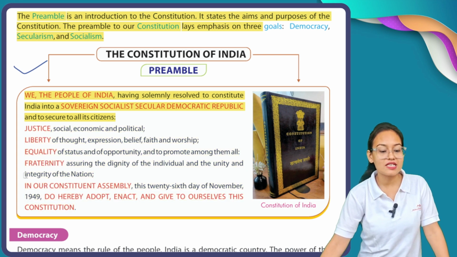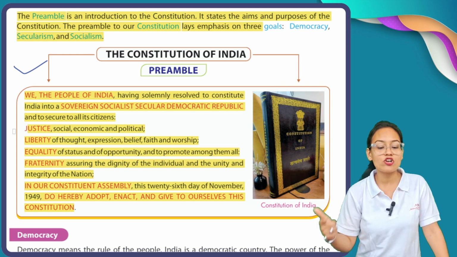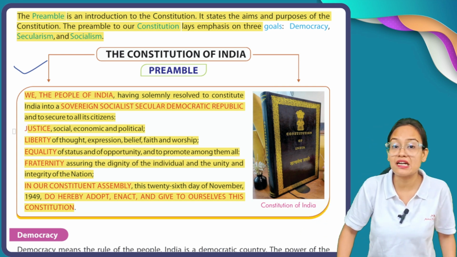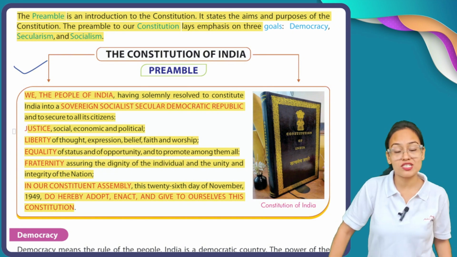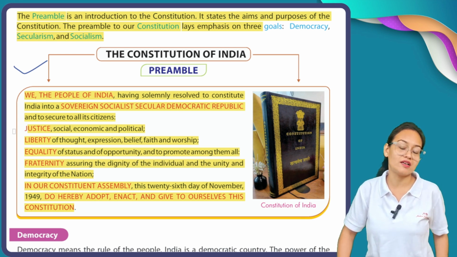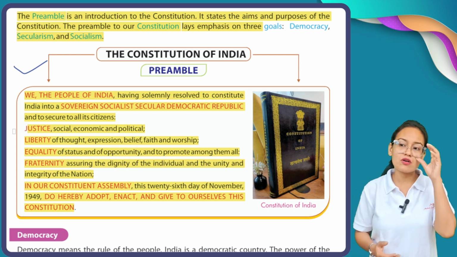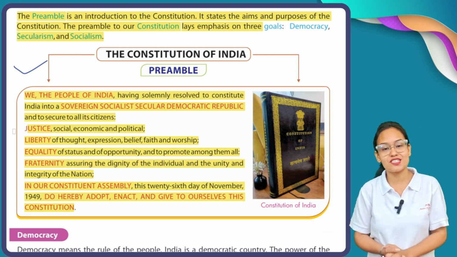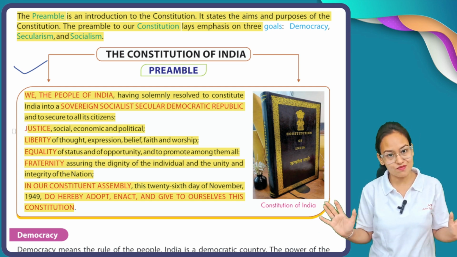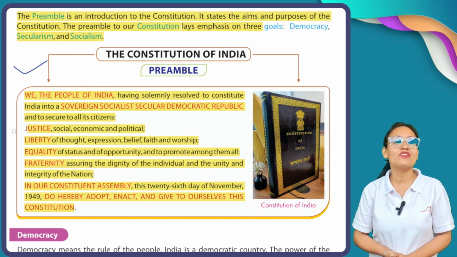See, justice. What is the meaning of justice, my dear students? Social, economic, and political. Each and every person who lives in India gets justice on the basis of social, economic, and political grounds. Suppose any person is facing social injustice. Now, what is the meaning of social injustice? Social injustice means the caste system, simply the difference between rich and poor.